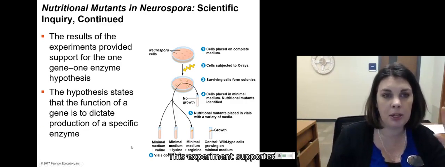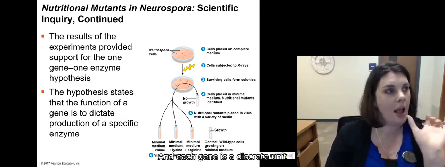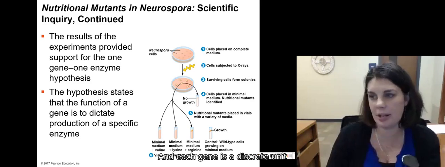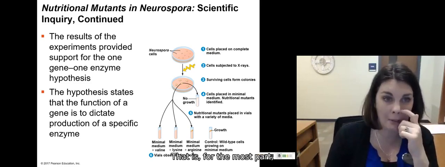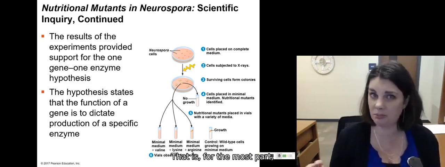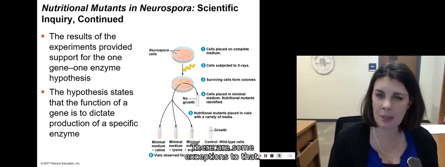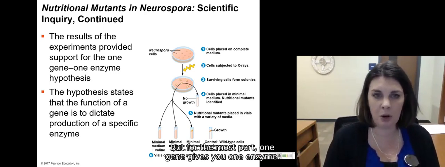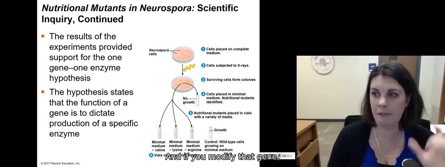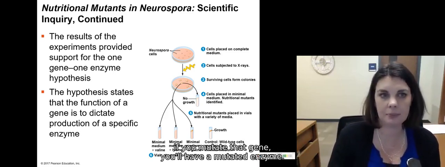So this experiment supported the one gene, one enzyme hypothesis, that your DNA is made of genes, and each gene is a discrete unit that directs the production of one specific enzyme. That is, for the most part, what we still would go with. There are some exceptions to that. There are some genes that do other things, but for the most part, one gene gives you one enzyme. And if you mutate that gene, you'll have a mutated enzyme.